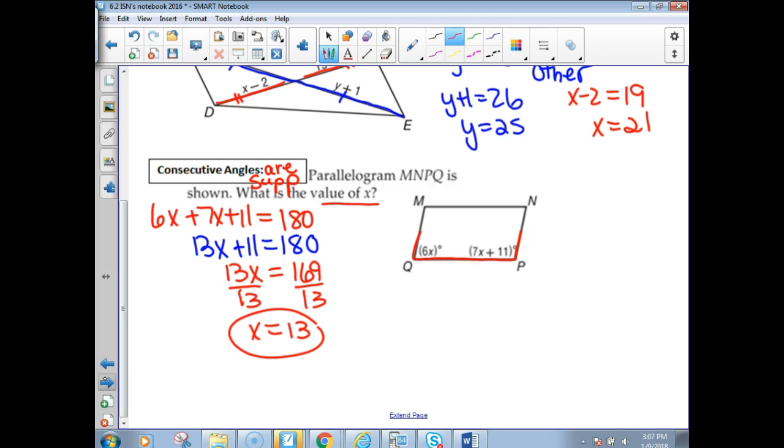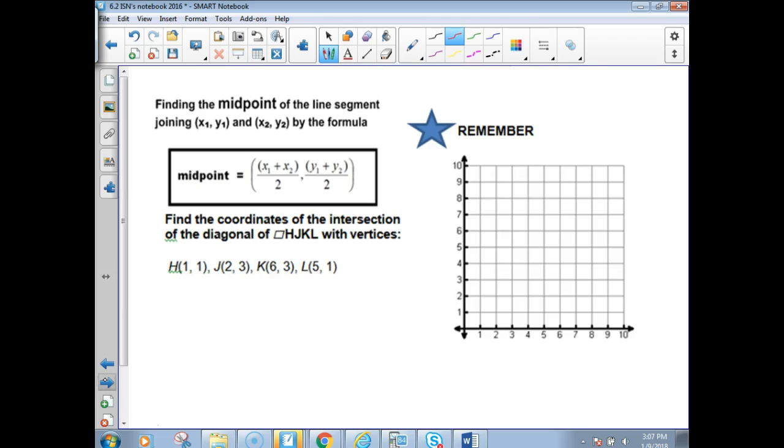Okay, there's one more problem we need to go over in the ISN. Does anybody still need this page? Okay, I don't see anybody say. All right.